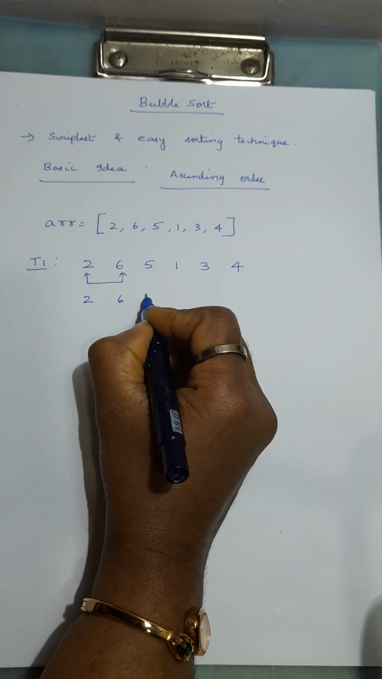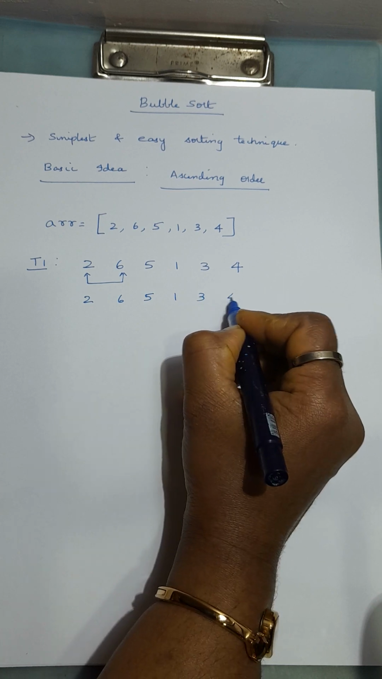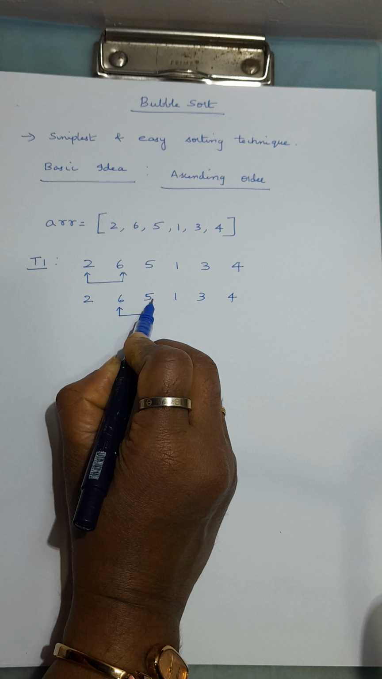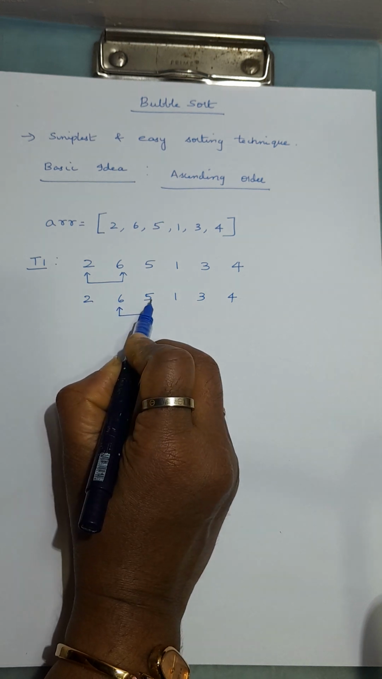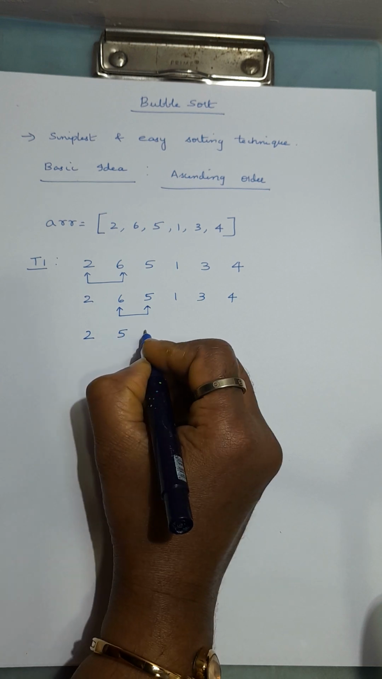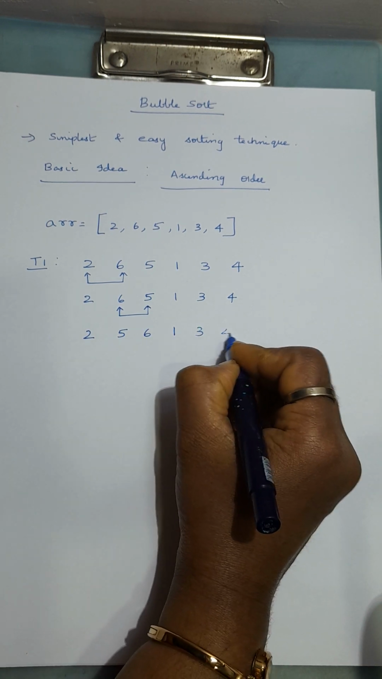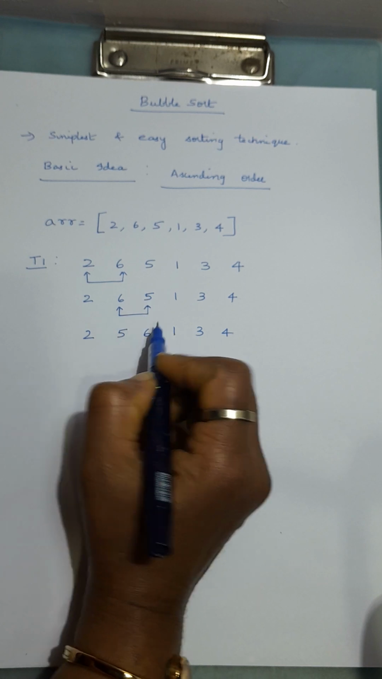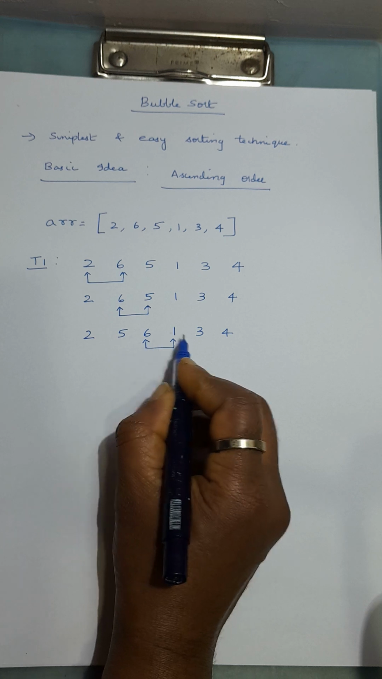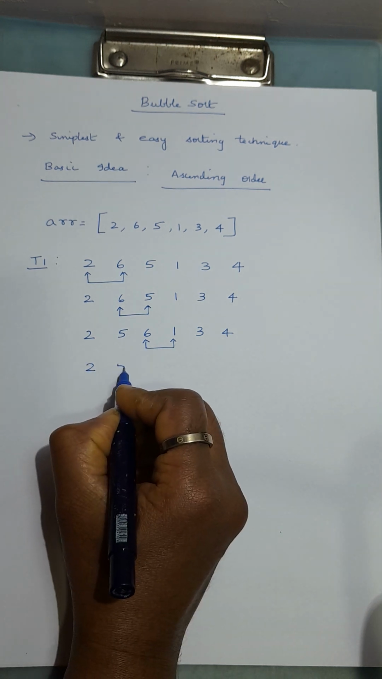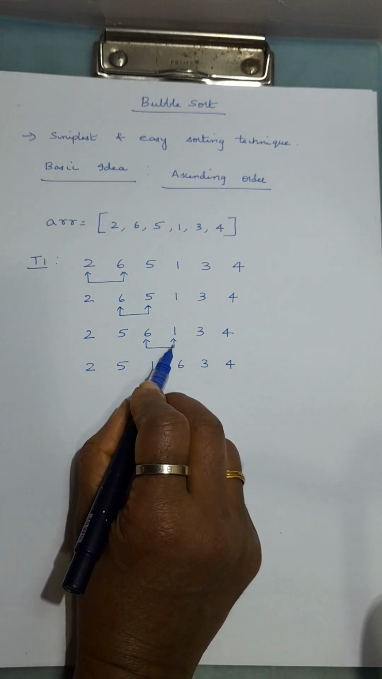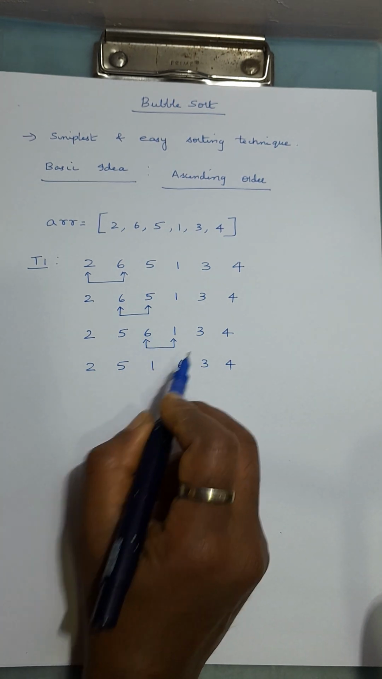So in the second case, we cross check between 6 and 5. We check whether 6 is greater than 5. Yes, 6 is greater than 5, so there is a swap between these two numbers. So it is 2, 5, 6, 1, 3 and 4. Now there is a check between 6 and 1. 6 is greater than 1, so there is a swap required. So 2, 5, 1, 6, 3 and 4.